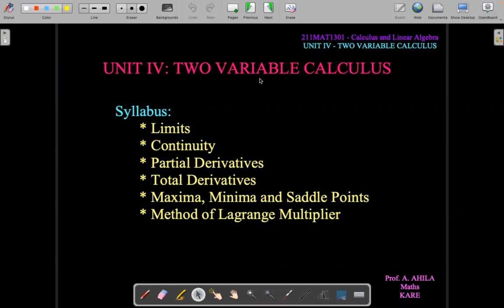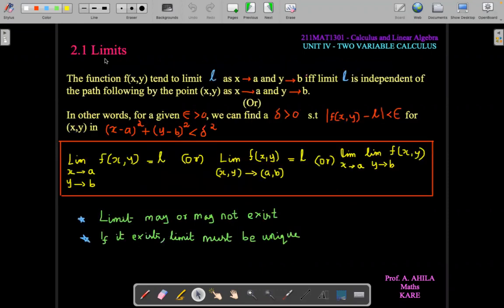Fourth unit is two variable calculus. The syllabus contains limits, continuity, partial derivatives, total derivatives, maxima, minima, and saddle points, method of Lagrange multiplier. So first we see 2.1 limits. Here we deal with two variables.